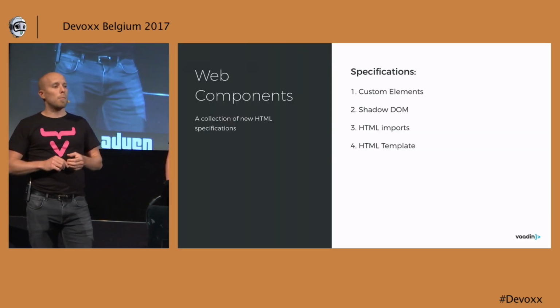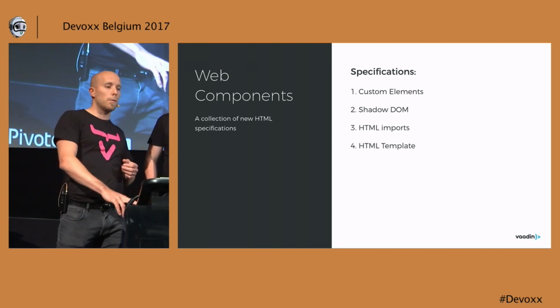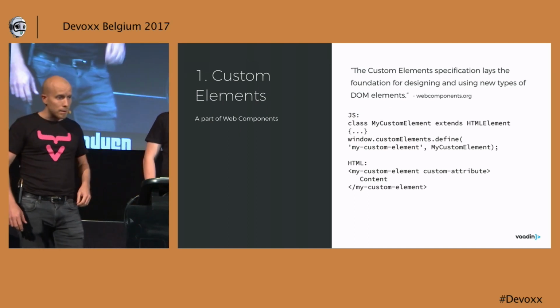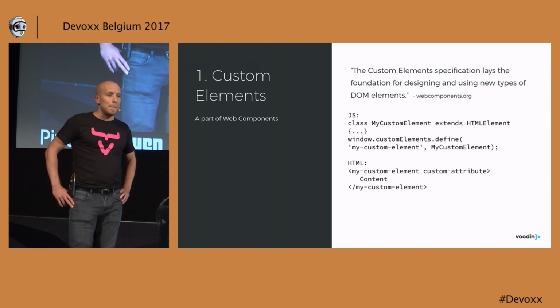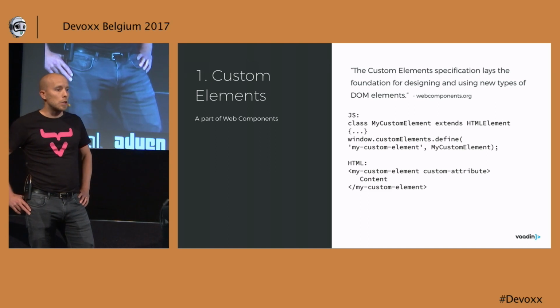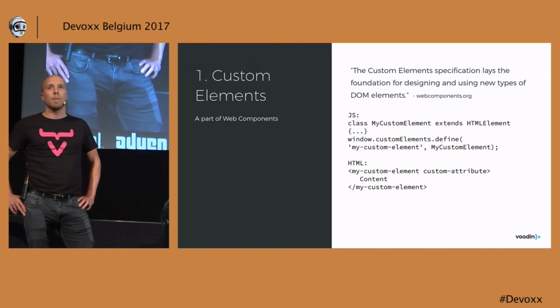So web components are a collection of emerging standards: custom elements, shadow DOM, HTML imports, and HTML template. Let's go through all of these and discuss a bit what they mean. So custom elements are kind of the mother of all these standards, and they allow you to define custom elements.